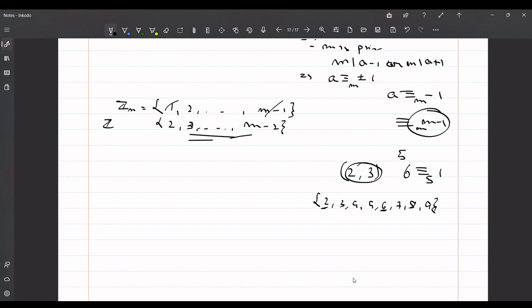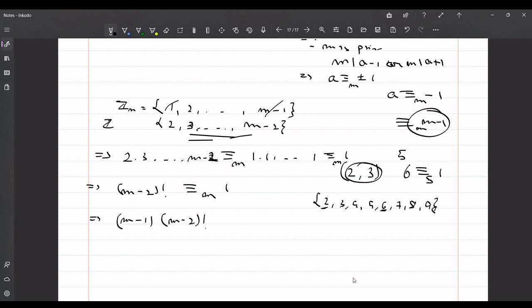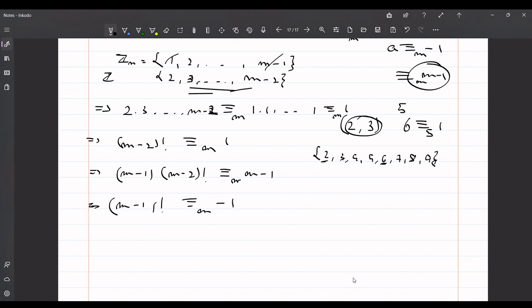So if you multiply all of them, 2 into 3 and so on till m minus 2 is congruent to 1 into 1 and so on to 1, because whenever you group them into groups of inverses, each of them will give you 1 modulo m. So this is congruent to 1 modulo m. Is it clear? Now this can be written as m minus 2 factorial is congruent to 1 modulo m. If you multiply m minus 1 on both sides, since m minus 1 is coprime to m, and m is divisible by m, we get m minus 1 factorial is congruent to minus 1 modulo m. Clear? This gives Wilson's theorem.